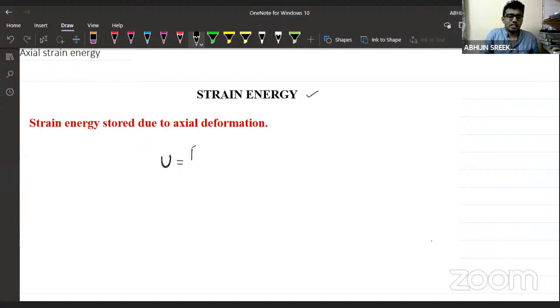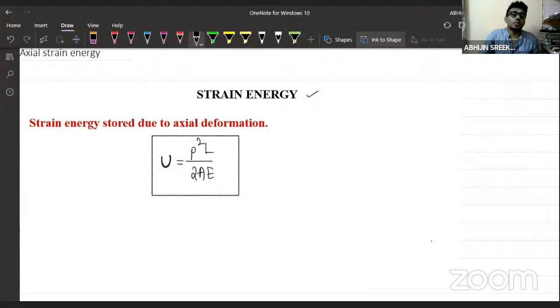We know the equation, right? Yes, P square L divided by 2AE will be the strain energy stored in a particular member while undergoing axial deformation. I can say strain energy stored in a particular member in a truss or in a hinged plane frame will be equal to P square L divided by 2AE. We know the notations, right? What is P? P is the member force in that particular member. What is L? Length of that member. What is AE? Axial rigidity of that member.